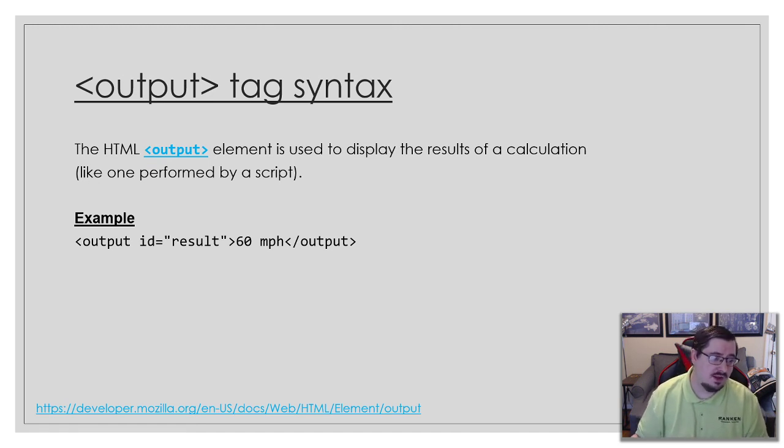So here I'm going to say this. I have this output with an ID of result, and currently you can see it's got 60 miles per hour in there. It can really contain any HTML content that you want. Output just gives you a way to say semantically here I'm going to put the result of the calculation.